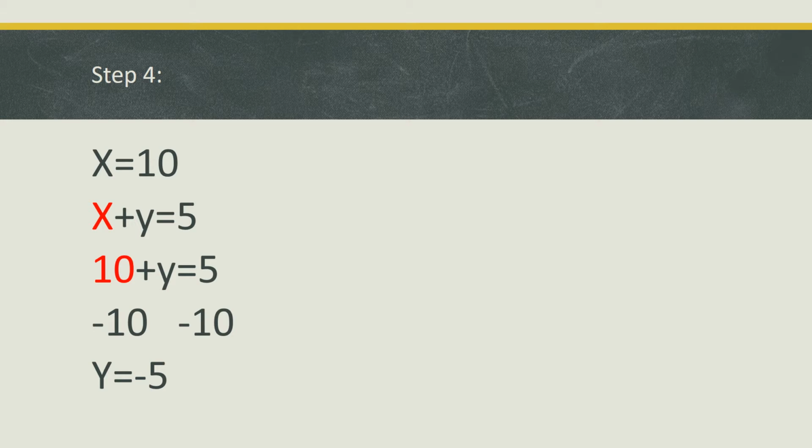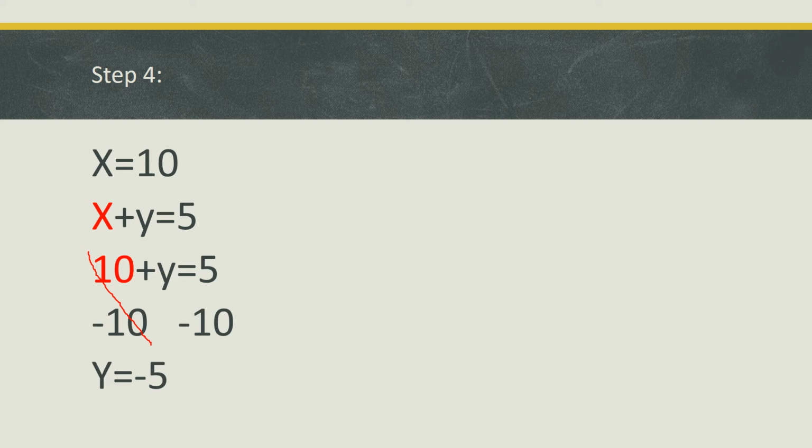For step 4, we must substitute the 10 we got in step 3 into one of our original equations. The easiest would be x plus y equals 5 equation, because we can get y by itself in one step. Substitute 10 in for the place of x, and we get 10 plus y equals 5. To get y by itself, we must subtract 10 from both sides. Doing this, we get y equals negative 5. Because this 10 cancels out.